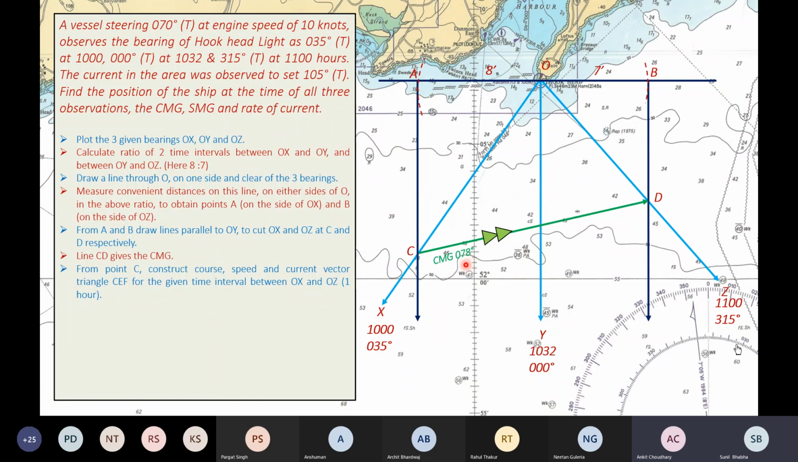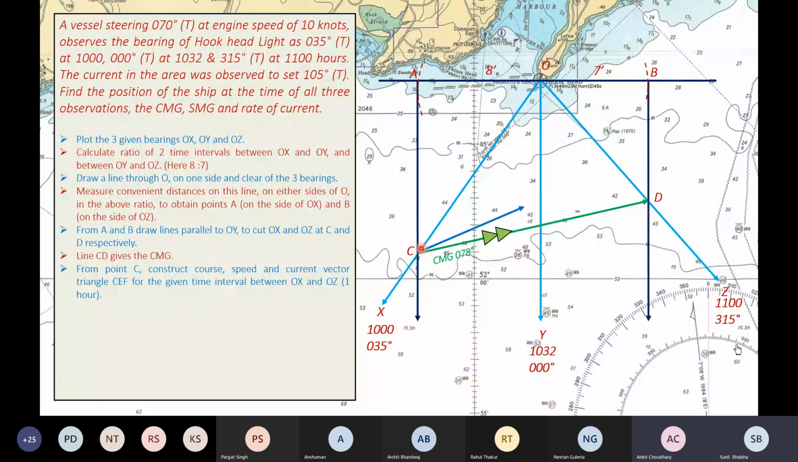Now in the next step, from point C, we construct a course, speed and current vector triangle for the time interval between the first bearing line OX and the last bearing line OZ. In our case, the time interval between the first PL OX and the last PL OZ is 1 hour. So we will be making a course, speed and current vector triangle for 1 hour starting from point C.